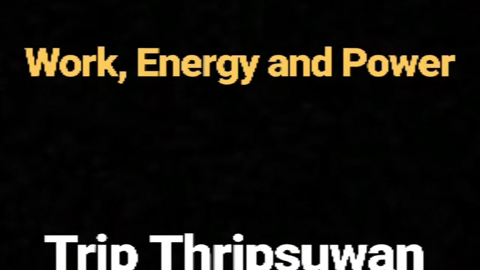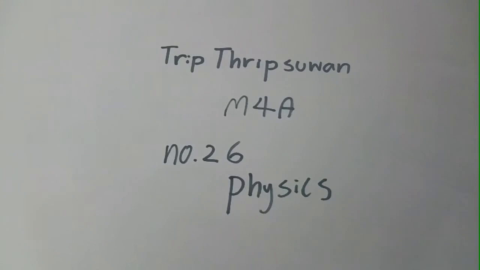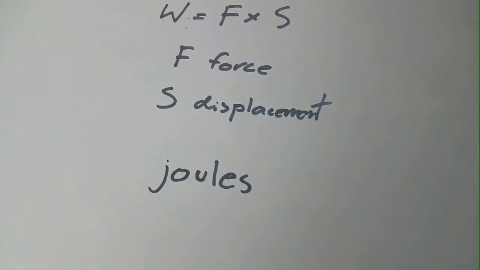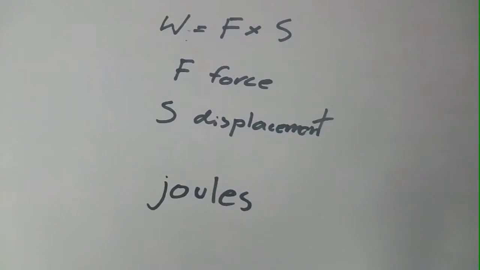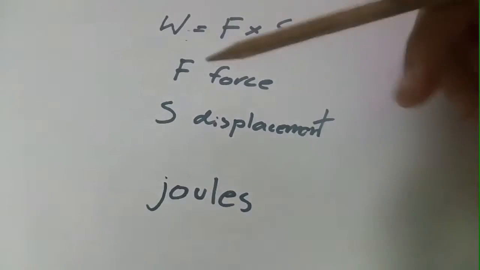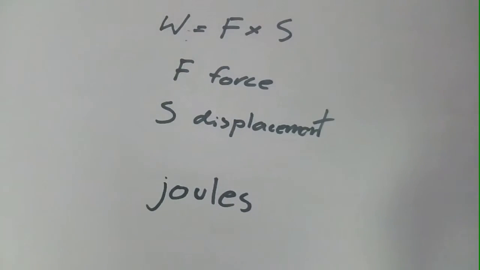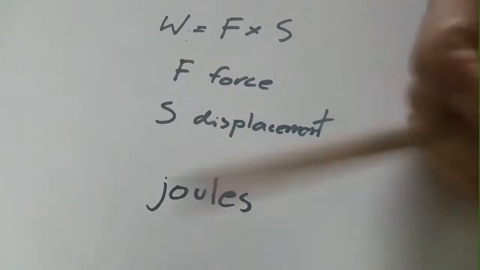Today I'm going to talk about work, energy, and power. Let's start with work. We can calculate work by using the equation W equals F times S. F is force, S is displacement or distance. Work unit is in joules.